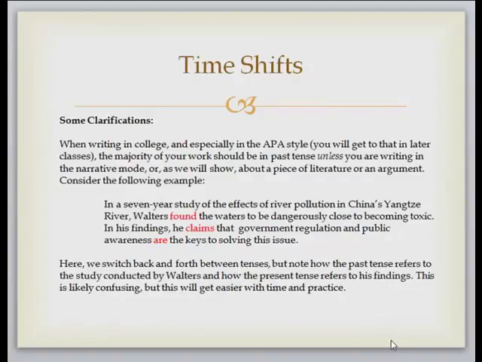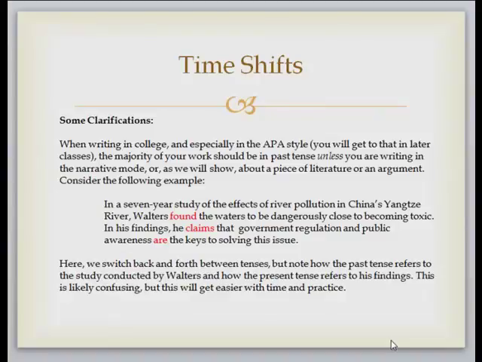There are a couple of things that would determine that, maybe in terms of writing in the academic setting, that will determine what tense you use. So let's do some clarifications here. When writing in college, especially in the APA style, and you'll get used to that in your later classes.